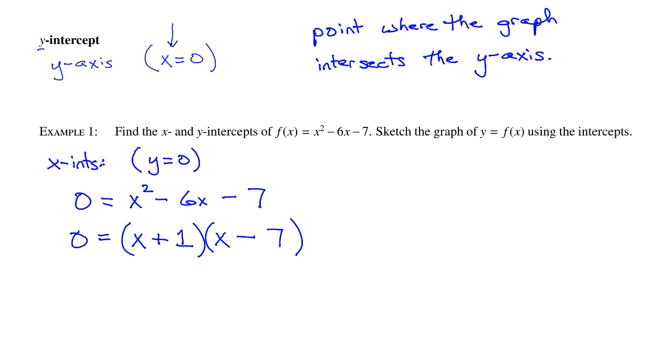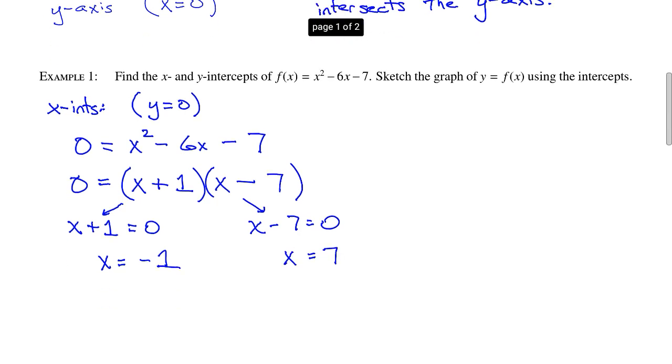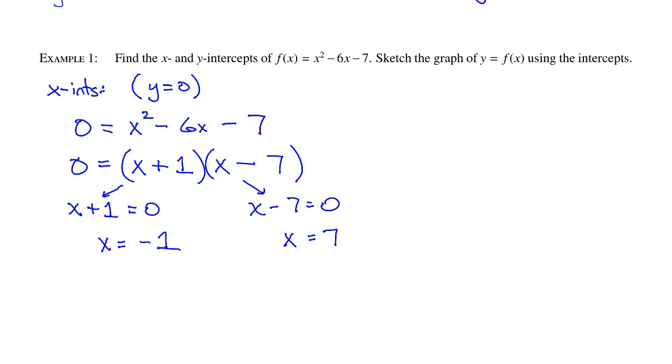Now, when you have it factored and the product is equal to 0, then you split these up and you set both factors equal to 0 and solve each equation. So we get x is equal to negative 1 and x is equal to 7. And those are the x-intercepts. And in some cases, you'll need to write these as points. So the point is negative 1, 0, because the y is 0, and 7, 0.